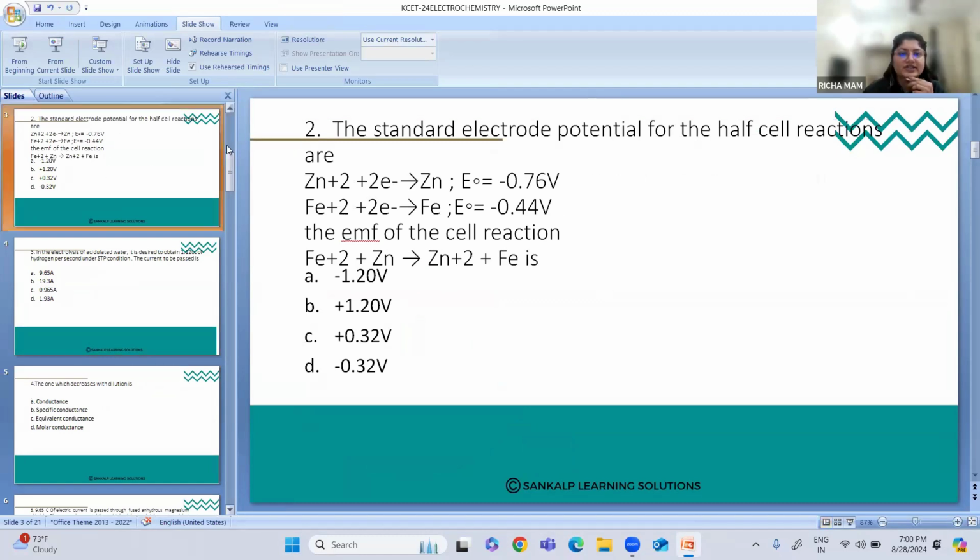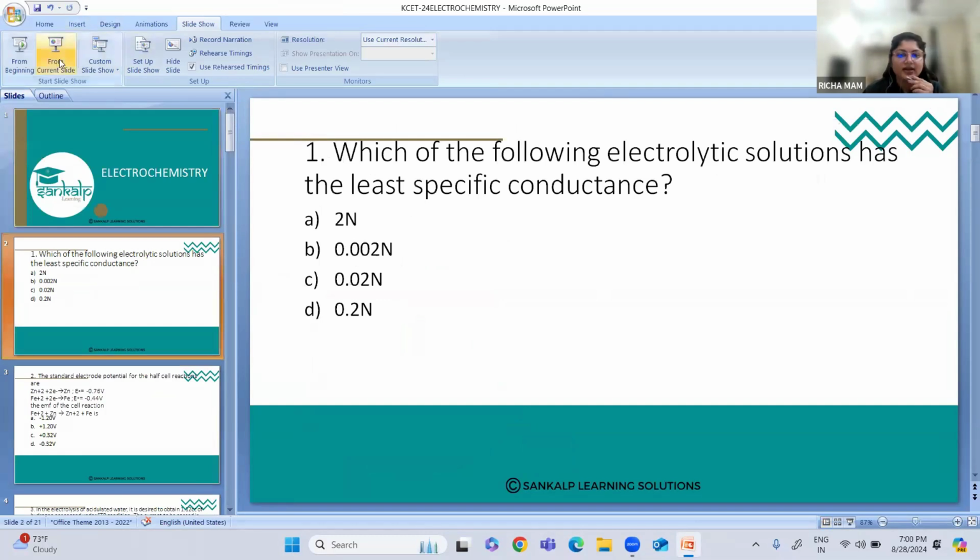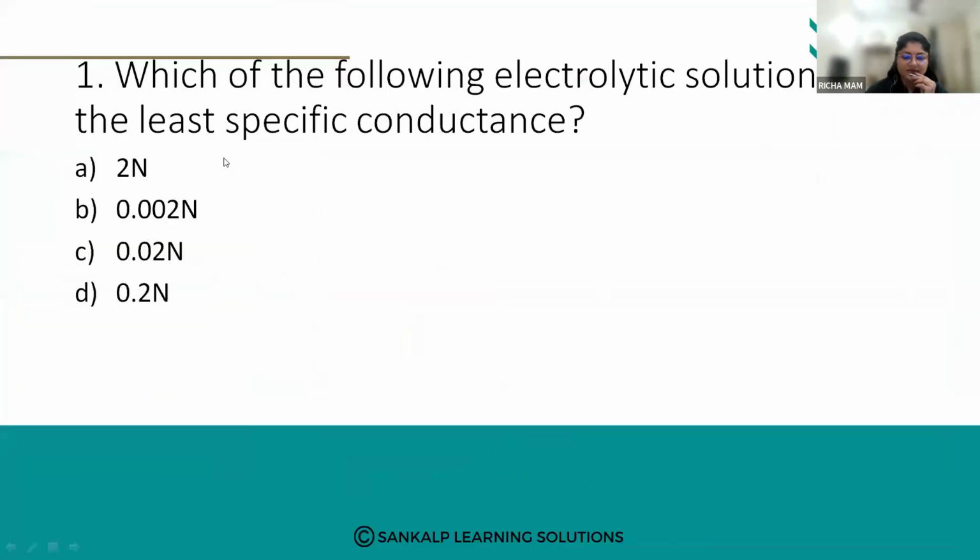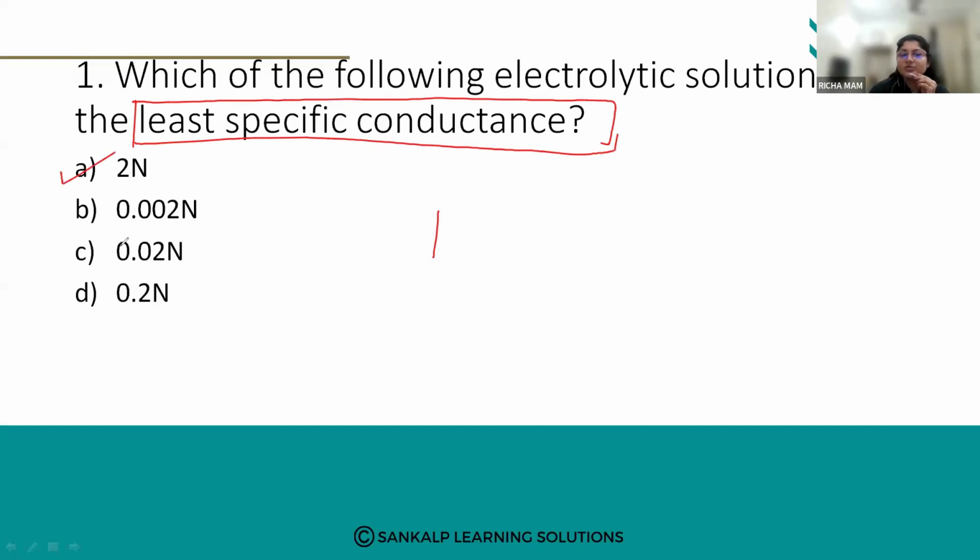Because what we have discussed here is about the specific conductance. When we are talking about specific conductance, what did I say? The specific conductance of an electrolytic solution varies with the concentration of the electrolyte. It increases with decrease in concentration. As the concentration decreases, specific conductance increases. Now here they have asked for the least specific conductance. For the least specific conductance, the electrolytic concentration should be more. So it is option number A.